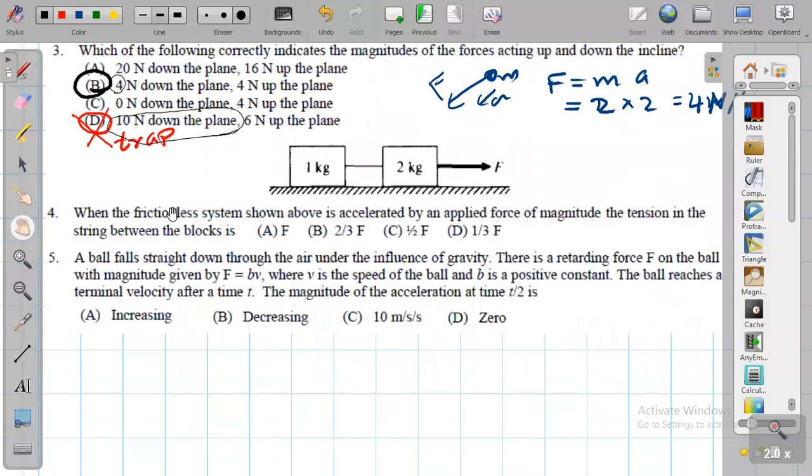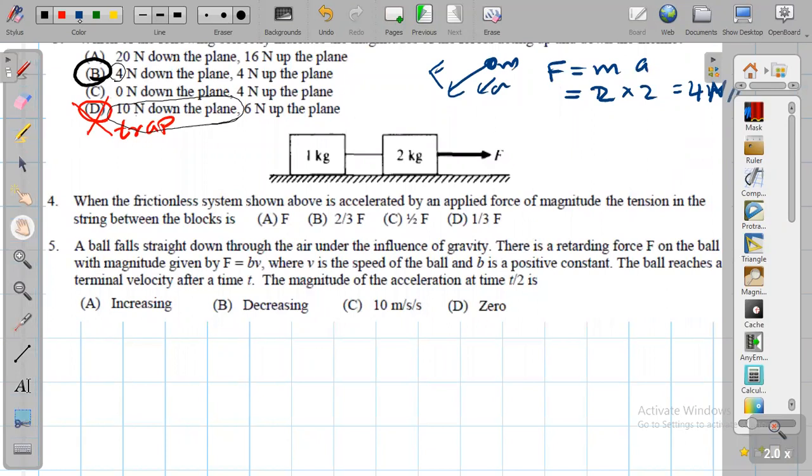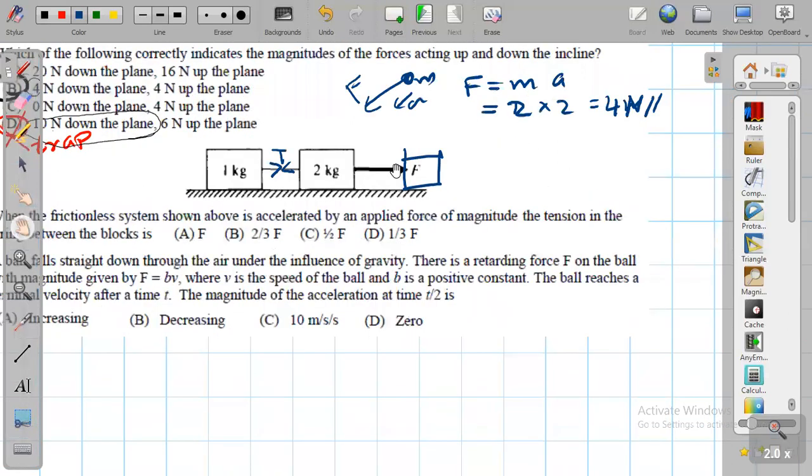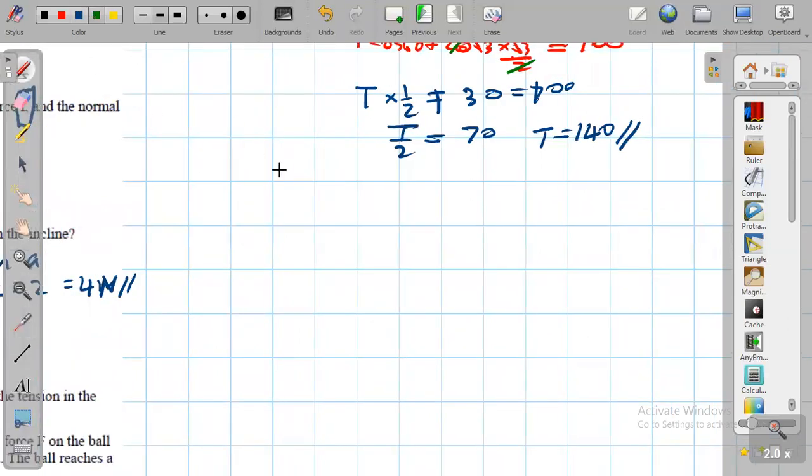Now let's move on to the fourth one. When the frictionless system above is accelerated by an applied force of this magnitude, the tension in the string between the blocks is which of these? Tension, how is it going to be? Now the force is this one. This is a really tricky one. I'll explain it to you here now. Have a good look at this one. It is really essential to understand.